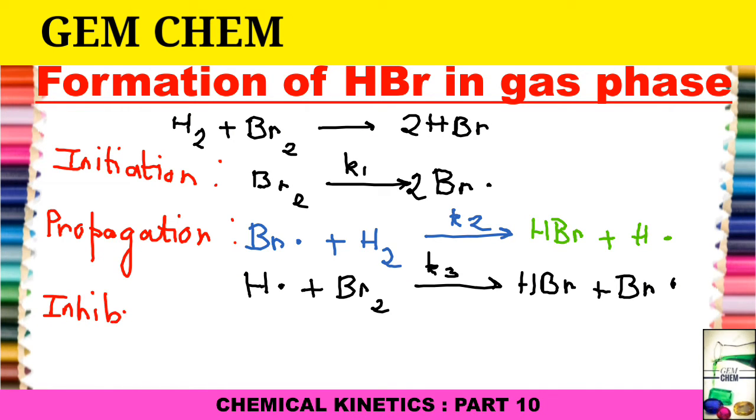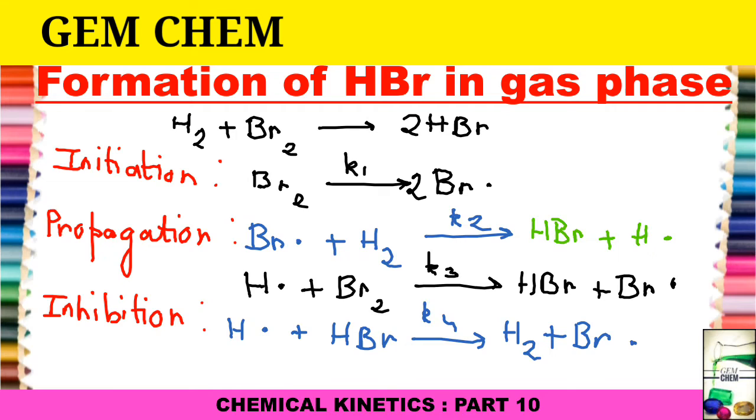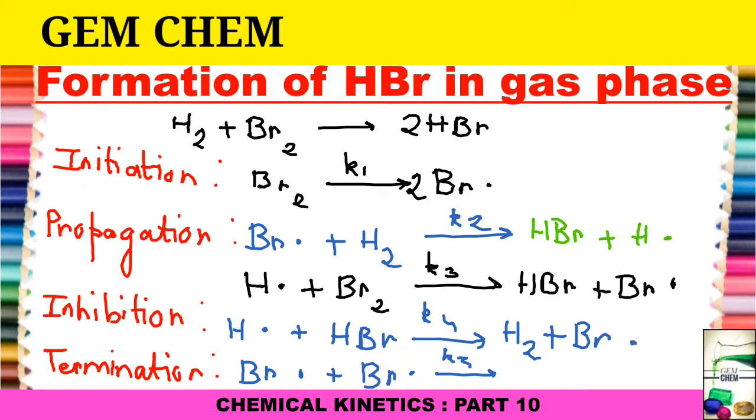In between we have a step of inhibition. Let us see the step. In inhibition, H dot plus HBr will react to produce H2 plus Br dot. And the last step of the reaction is termination. In this termination the reaction gets stopped. The 2 Br dot will react to form bromine gas. So these are the steps, right?